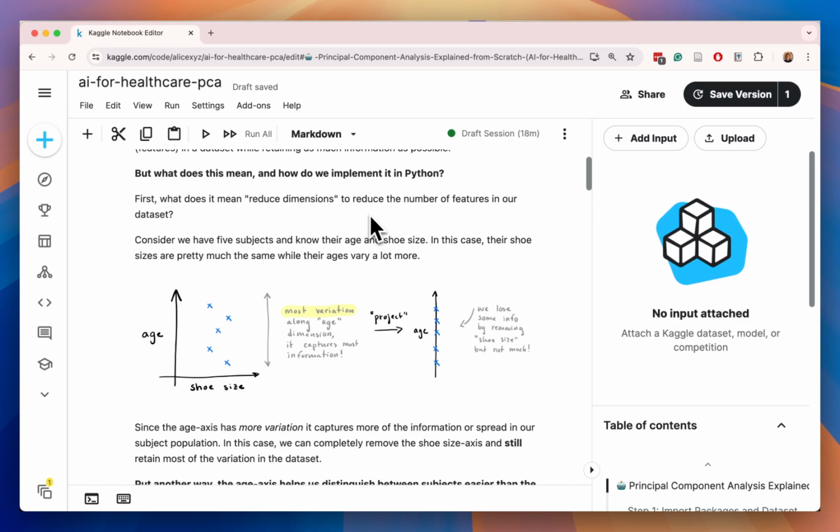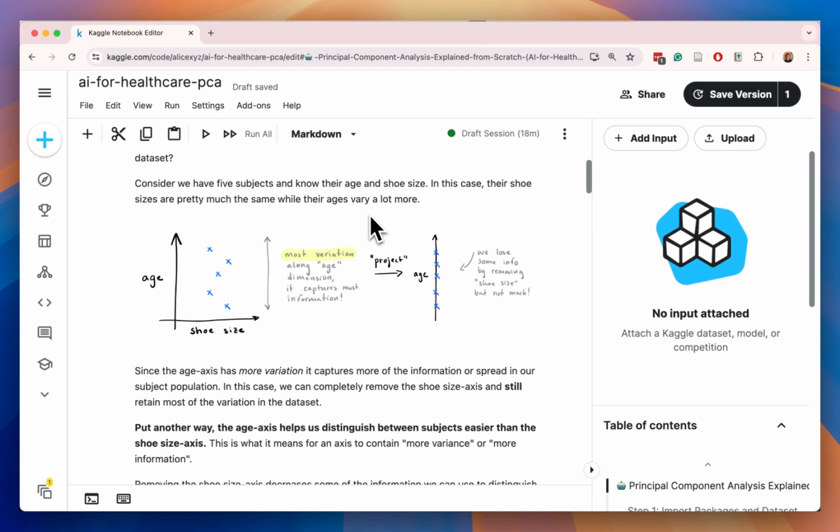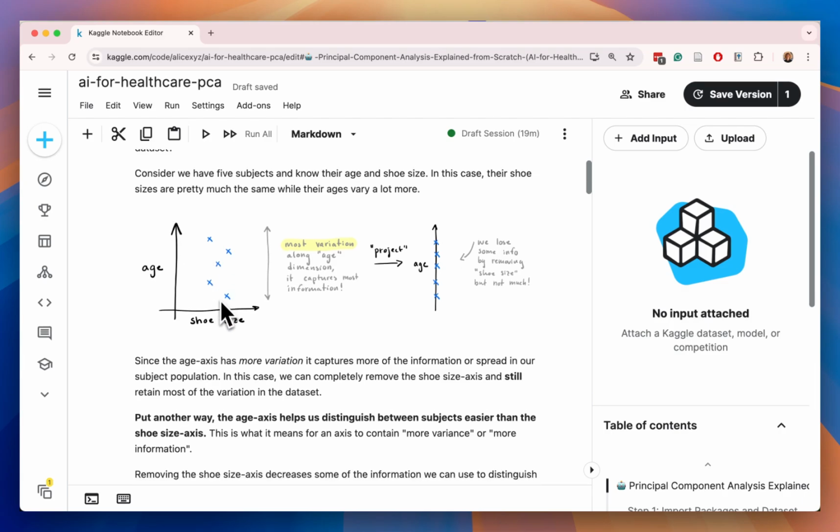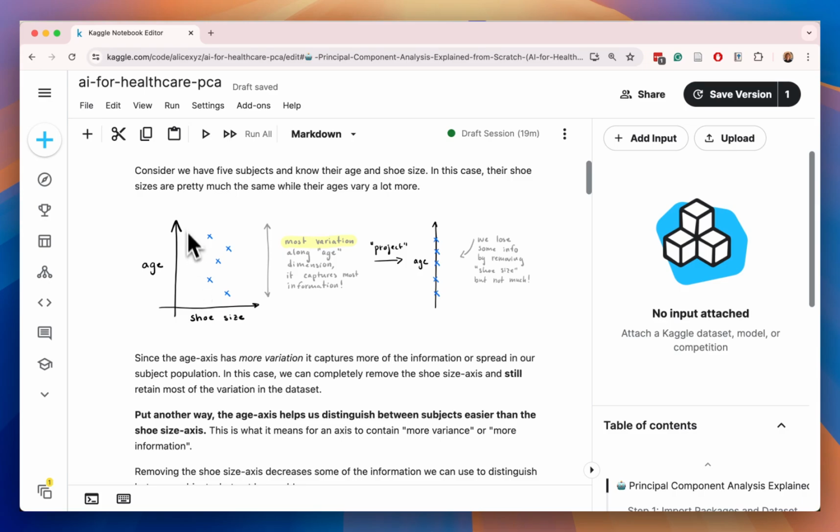in our dataset? Consider we have a dataset of 5 subjects where we know their age and shoe size. In this case, the shoe sizes are pretty much the same while their ages vary a lot more. As we can see here, the shoe sizes only vary a little bit while the age is pretty spread out along this axis. And since the age axis has more variation, we say it captures more of the information or more of the spread in our subject population.